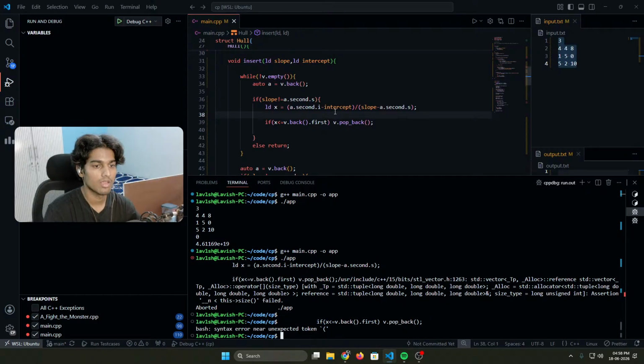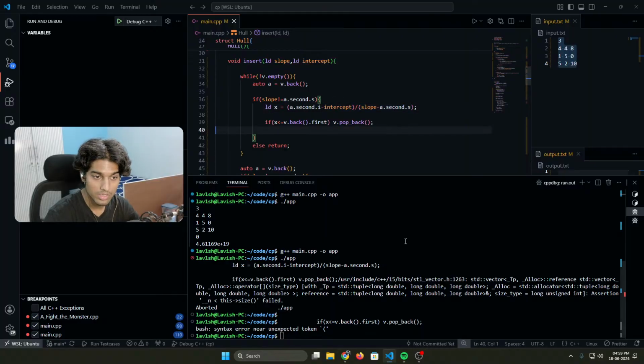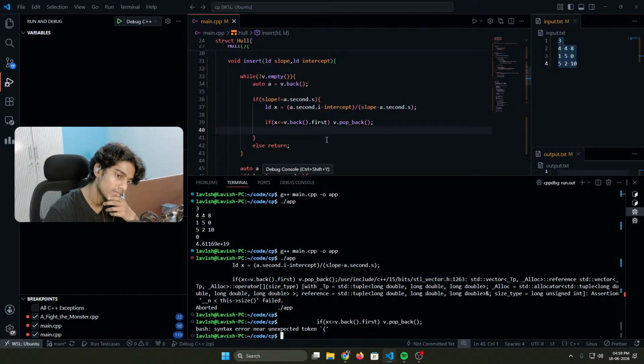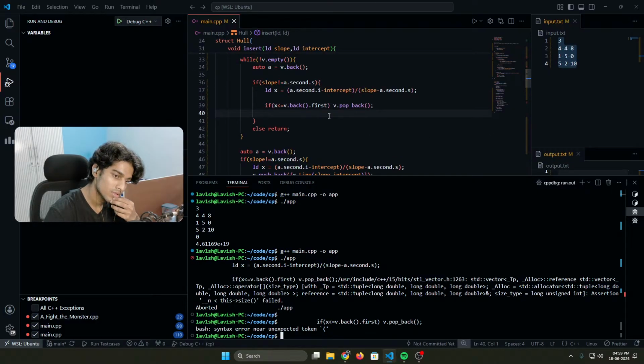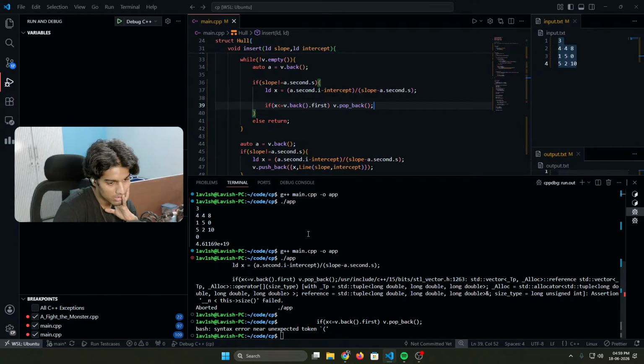Okay. If slope is not equal to a dot second dot s... failed, really. What's the reason? Assertion aborted.